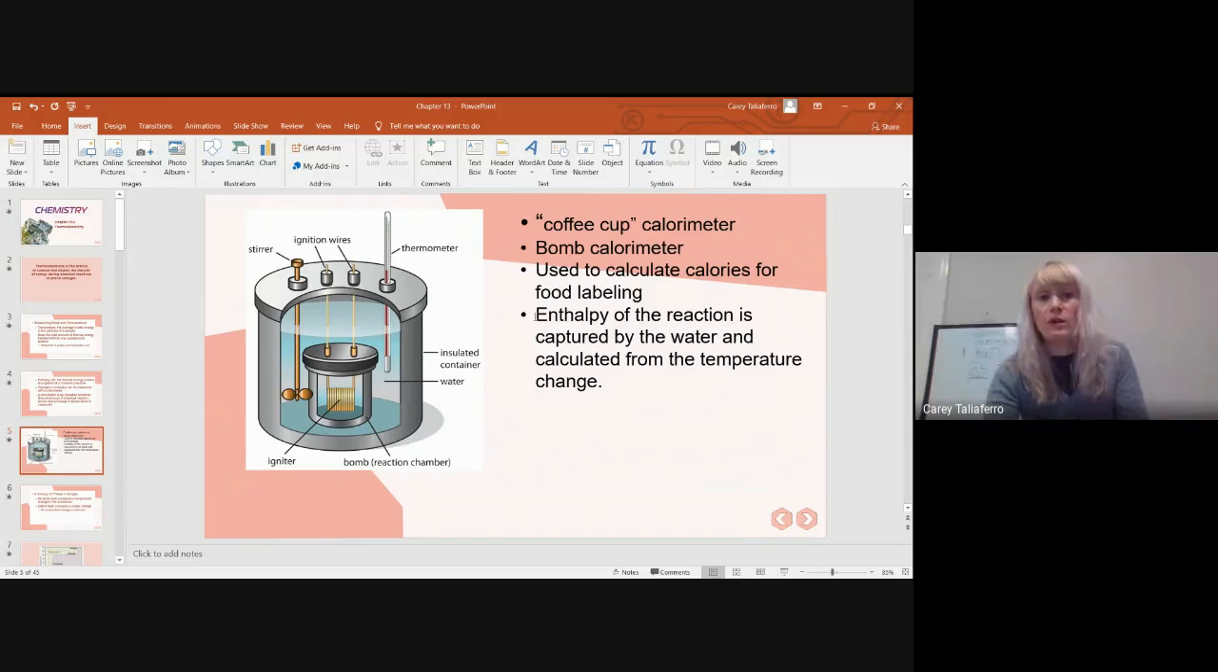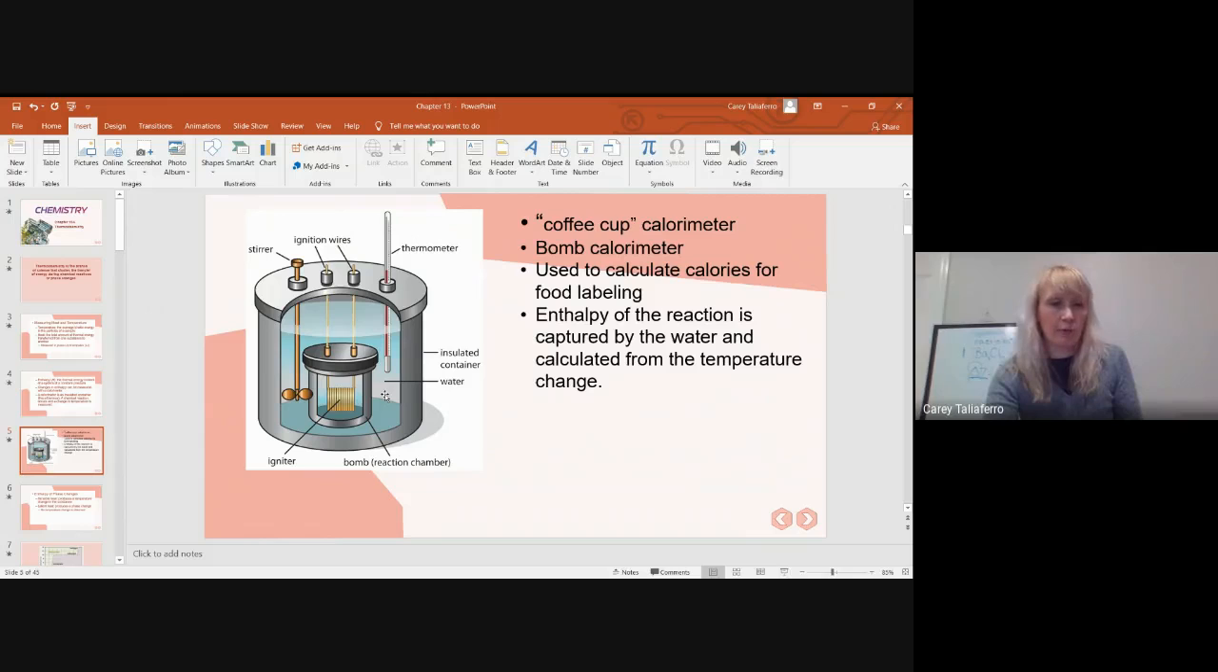Now, the way you measure the enthalpy, remember that's that H abbreviation, enthalpy of the reaction is captured. So you have this bomb here, and then notice the label water. This line is the water line, and you'll notice your thermometer goes in and measures the temperature change of the water. And depending on what's going on in this reaction chamber, that reaction is either going to give off heat, which would make this temperature go up, or it's actually going to absorb heat from the water and the temperature will go down. And in order to figure out how much energy is being either absorbed or given off by this reaction, you're going to measure the temperature change of the water.